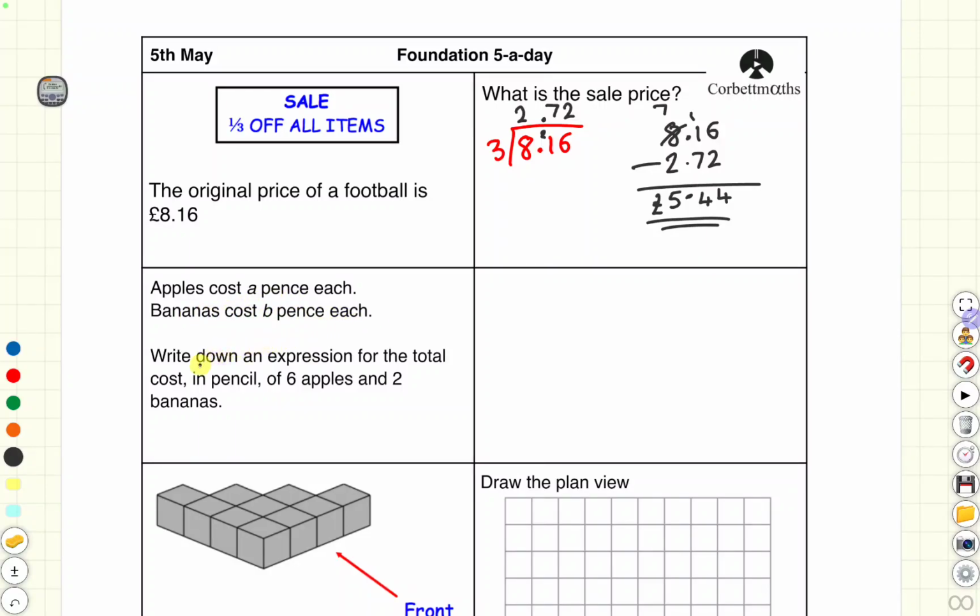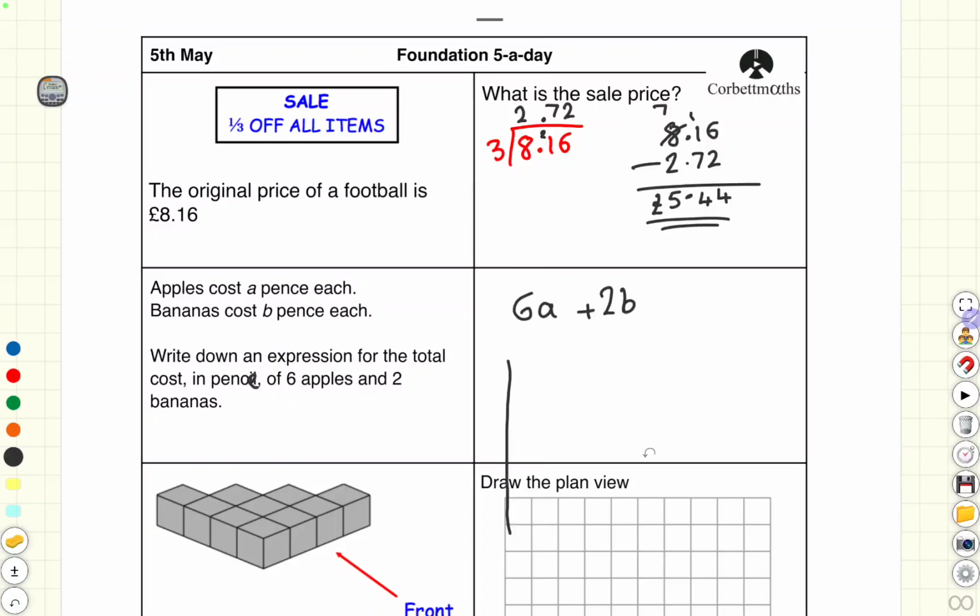Apples cost A pence for this question 2. Bananas cost B pence. Write down an expression for the total cost in pence, I think it means, of 6 apples and 2 bananas. So I'm going to have A's plus B's. But how many of each did I buy? I had 6 of the apples and I had 2 of the bananas. So it's 6A plus 2B.